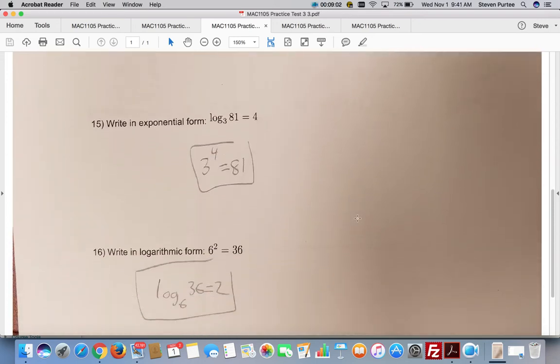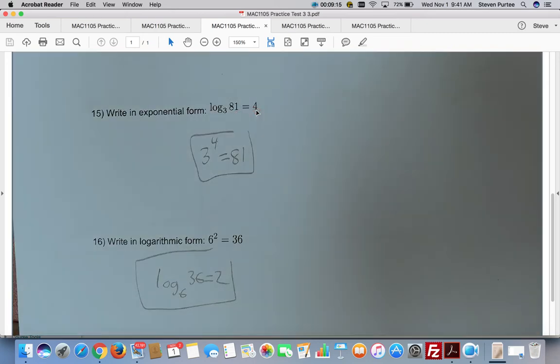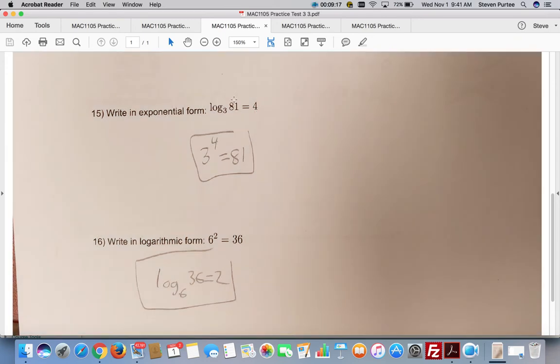Okay, writing in exponential form. So this is log form. This is exponential form of the same information. The base raised to the exponent equals what's inside. 3 to the 4th power equals 81.